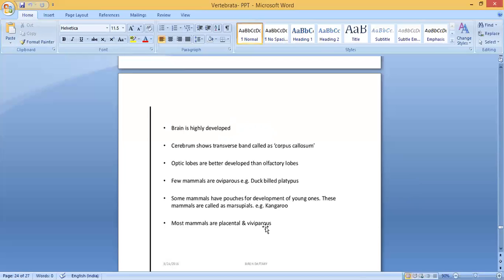Most mammals are placental and viviparous. Most of the mammals give birth. Viviparous means they give birth to young ones, and also placental. Placenta is present in the mother's womb.